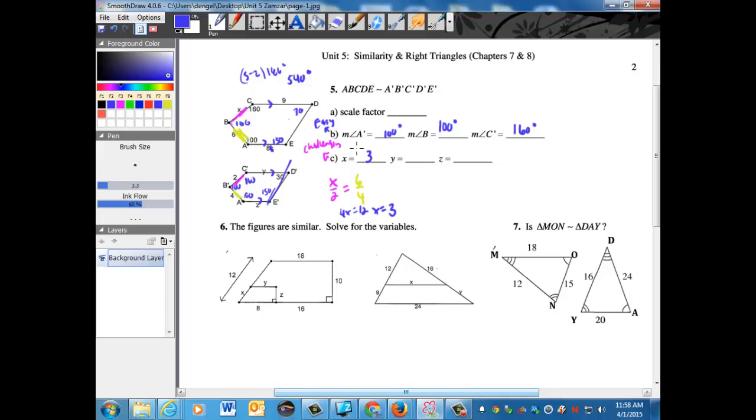We can do the same for y. Let's change colors again. Let's highlight y. So here's the y side, and I see that it corresponds with 9 on the bigger shape, so y over 9 equals. And since I'm going from small to big on this problem, I still have to go from small to big. And you can use any side that you want. I'm going to use 4 and 6. So y over 9 is equal to 4 over 6. 6y equals 36. y is equal to 6.